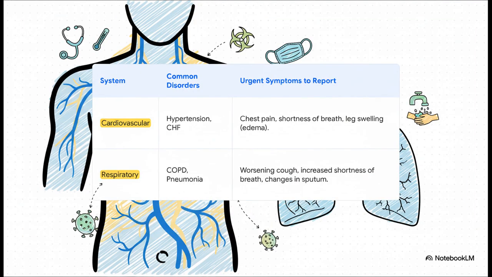Okay, let's tackle the heart and lungs together. For cardiovascular issues like hypertension and CHF, that's congestive heart failure, and for respiratory problems like COPD, the real key is recognizing those urgent symptoms. For the heart, you're looking for chest pain or swelling in the legs. For the lungs, it's a cough that's getting worse or more shortness of breath. Any of these are red flags that need to be reported ASAP.